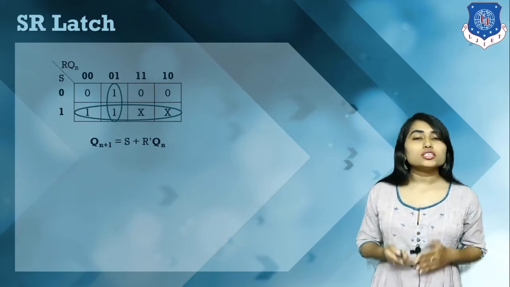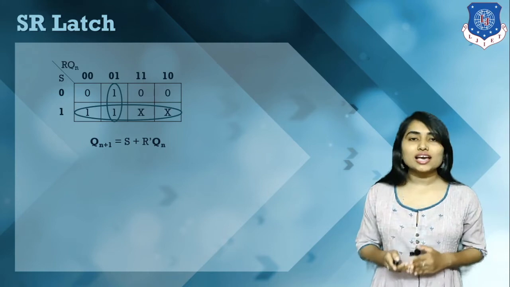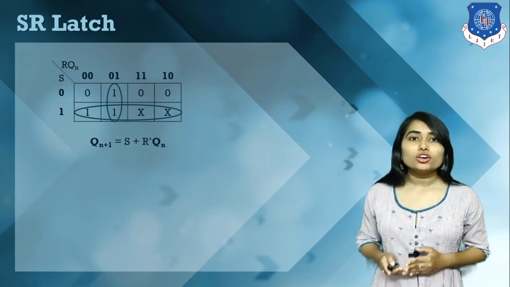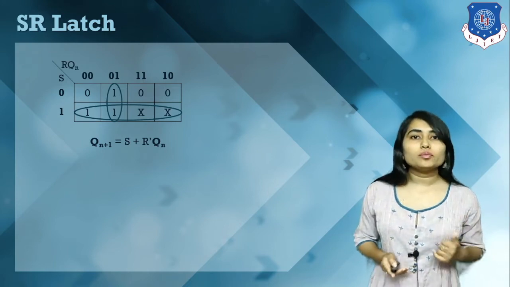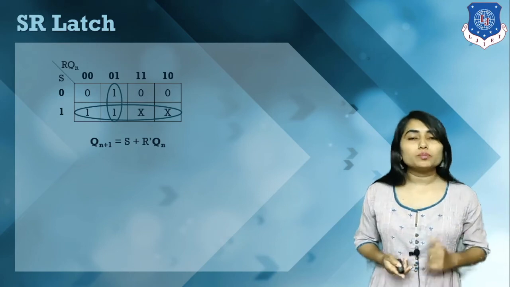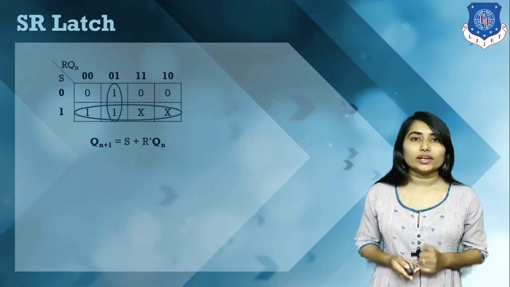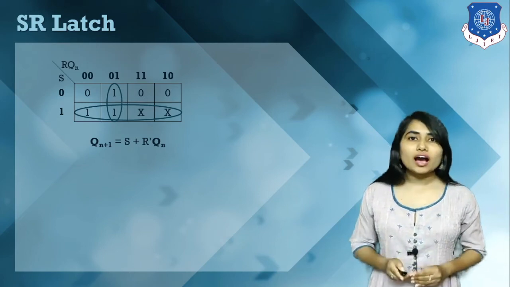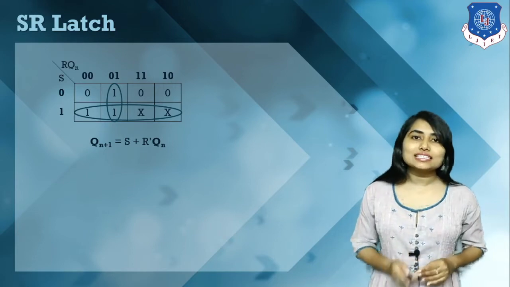Okay, so this is an SR latch which has a characteristic equation of Qn+1 = S + R' Qn. This is an active high SR latch. Now let's discuss this active low SR latch.